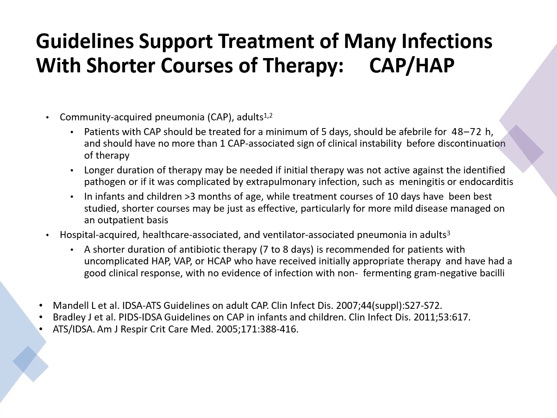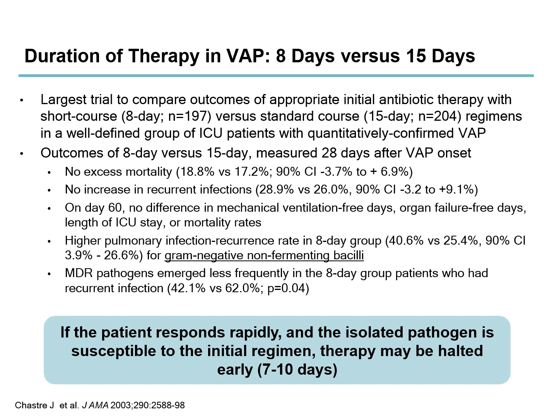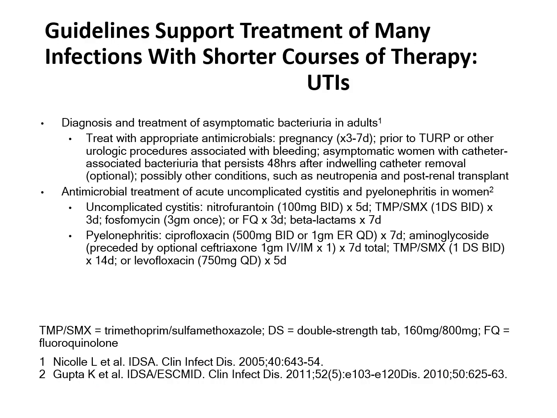Guidelines support treatment of many inpatients with shorter courses of therapy, which includes community-acquired pneumonia in adults, and hospital-acquired or healthcare-associated or ventilator-associated pneumonia. For short course versus extended course therapy for mild to moderate CAP, guidelines need to be followed. Duration of therapy was observed at 8 days versus 15 days, and it was observed that if the patient responds rapidly and the pathogen is susceptible to the initial regimen, therapy may be altered to 7 to 10 days. Guidelines support treatment of many inpatients with shorter courses of therapy.